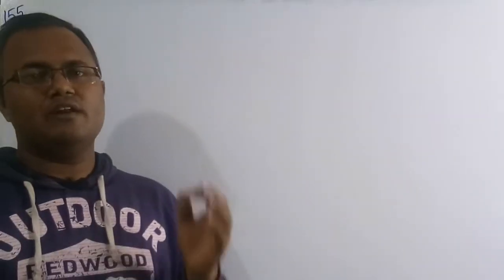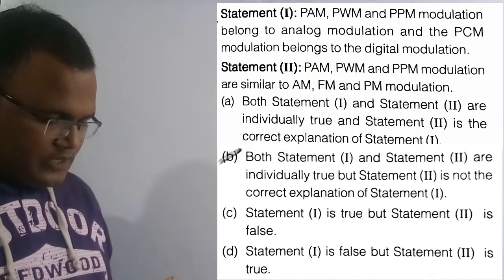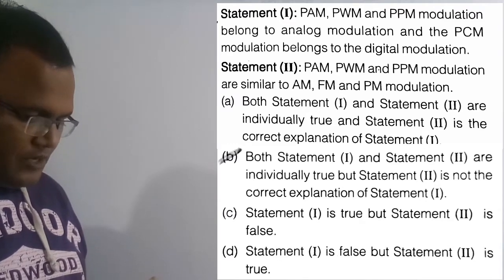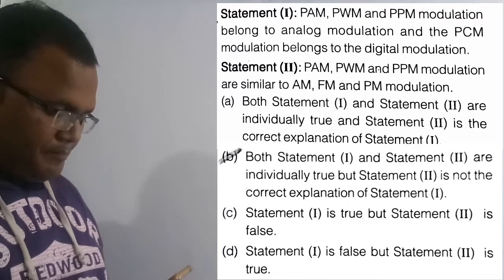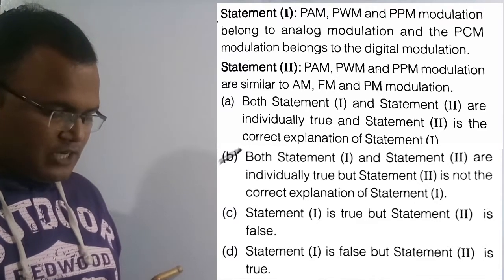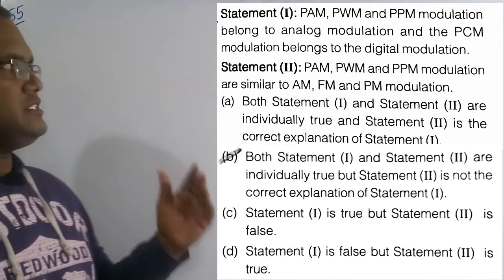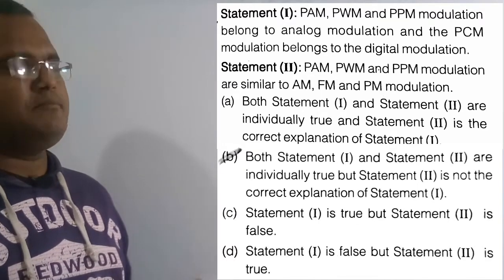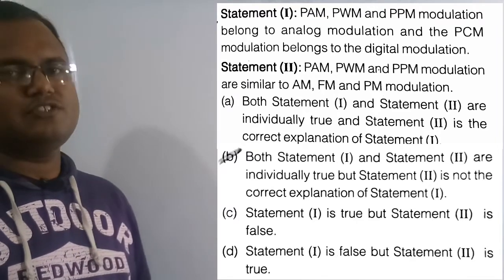So now we are going to solve question 155. See the question here. Statement 1: PAM, PWM and PPM modulation belong to analog modulation and PCM modulation belongs to digital modulation. And statement 2: PAM, PWM and PPM modulation are similar to AM, FM and PM modulation. So basically both the statements are correct individually, but statement 2 is not the correct explanation of statement 1. So option B is the correct solution of this question.